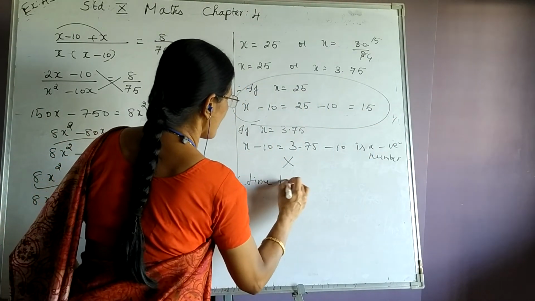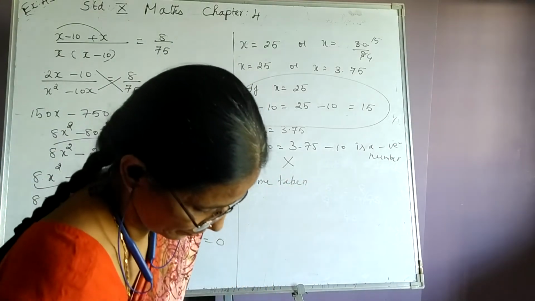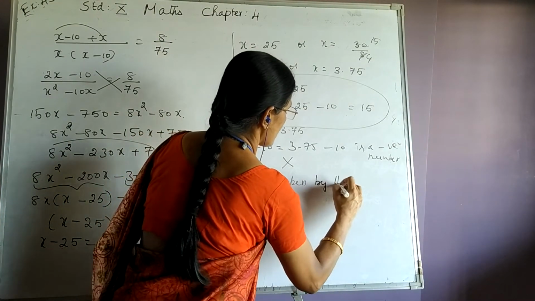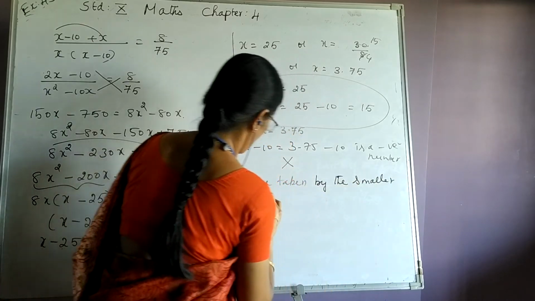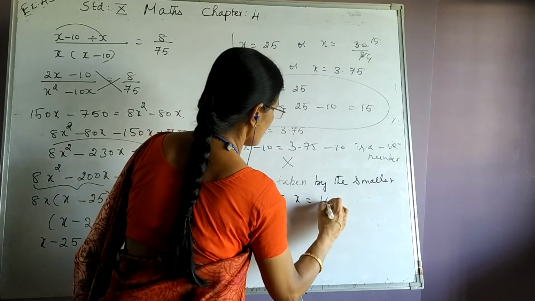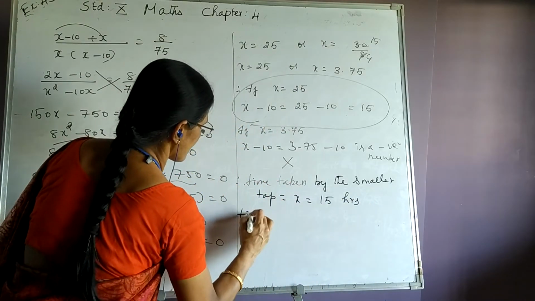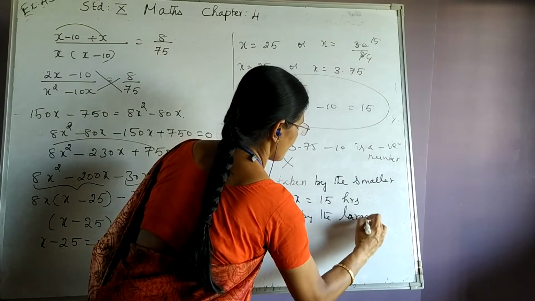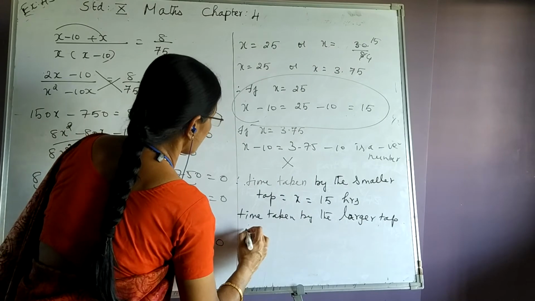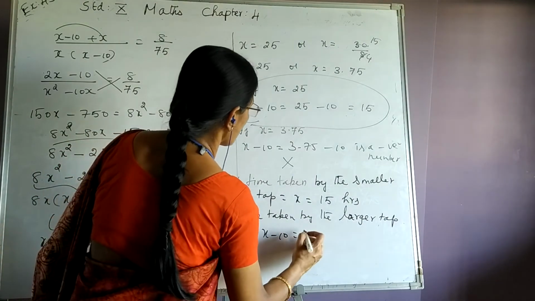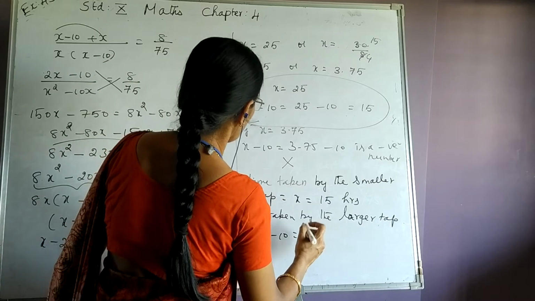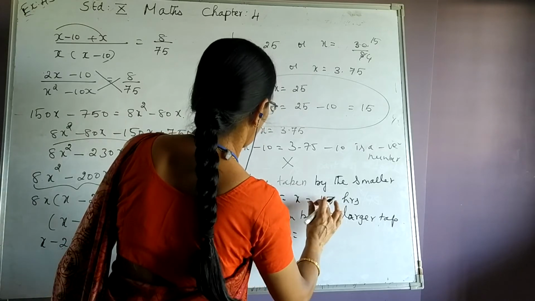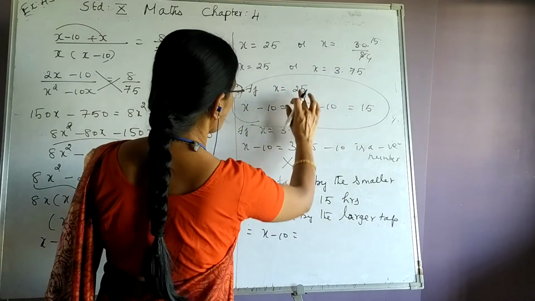Therefore, the time taken by the smaller tap is equal to x, which is equal to 25 hours, and the time taken by the larger tap is equal to x minus 10, which is equal to 15 hours.